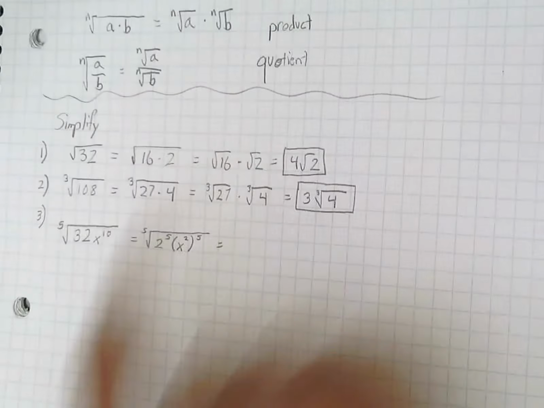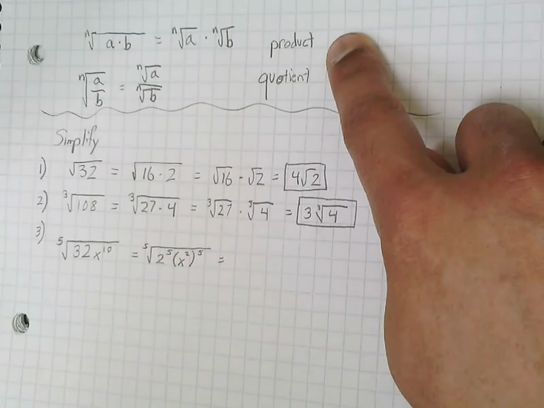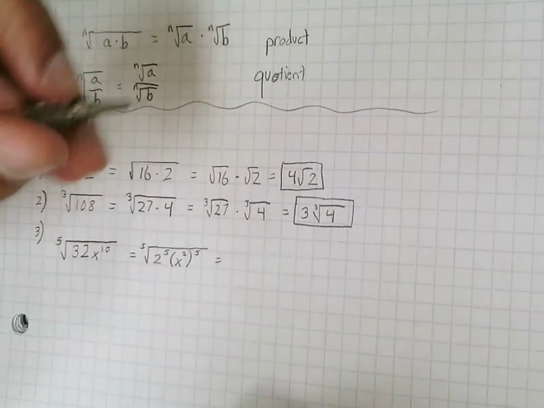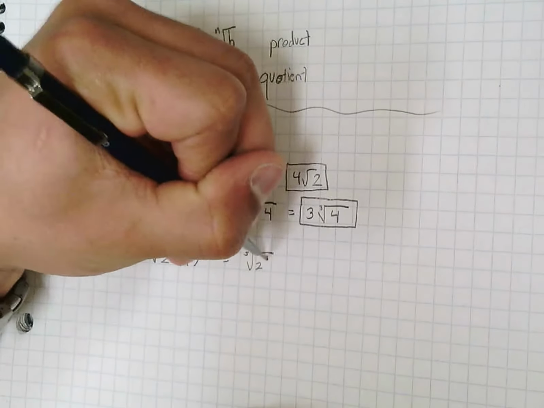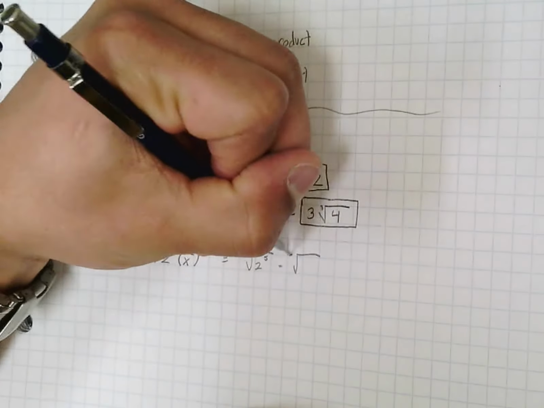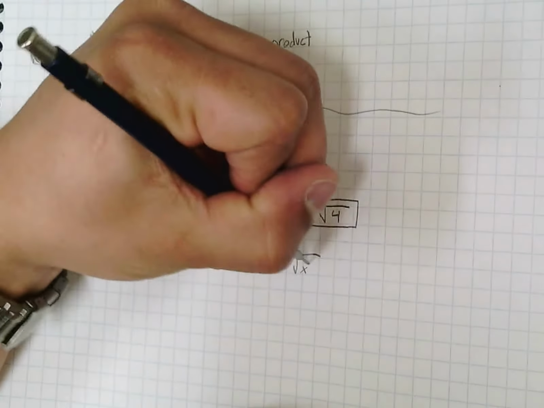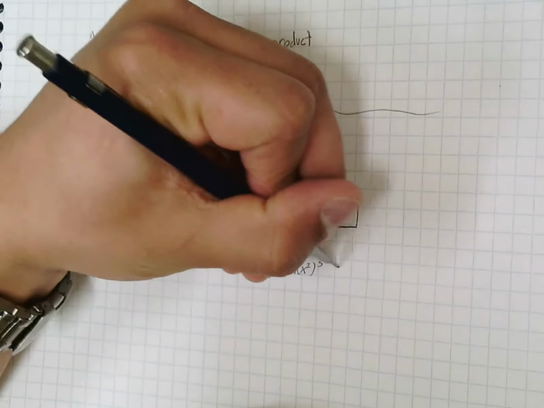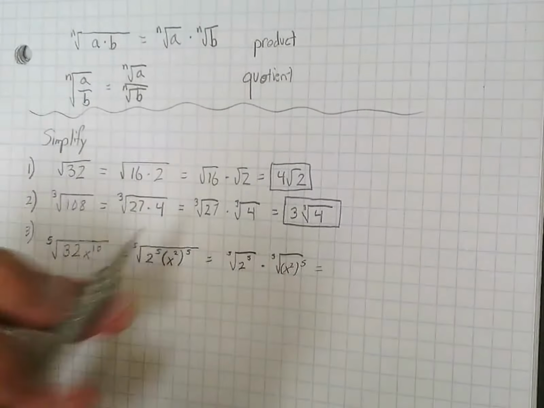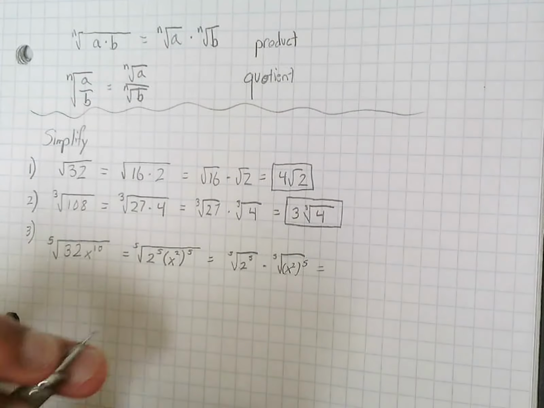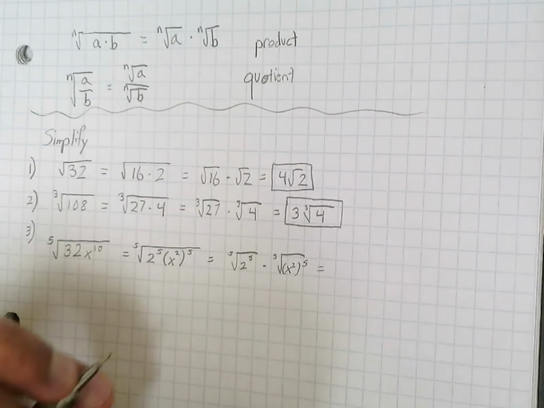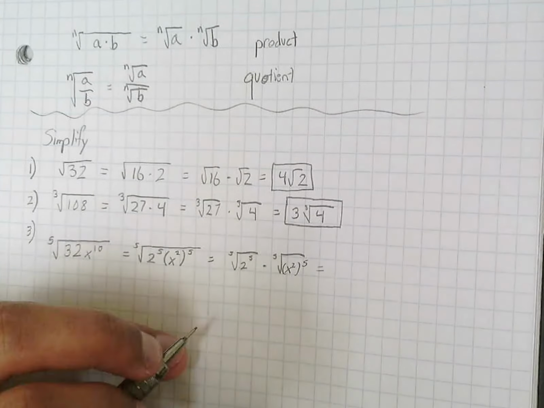I can then use my product rule up here to separate this radical into two radicals. This is the 5th root of 2 to the 5th times the 5th root of x squared to the 5th. Well, what's the 5th root of 2 to the 5th? 2. What number times itself 5 times is 2 to the 5th?